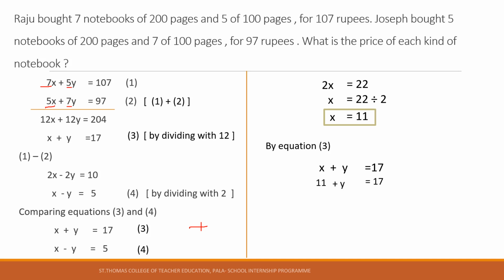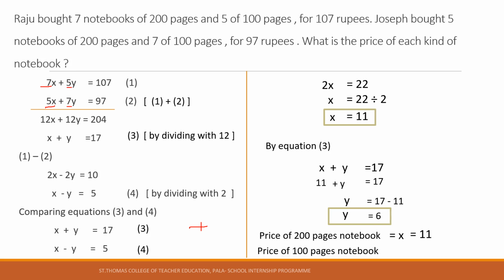Yes. Good. Then what is the next step? y equal to 17 minus 11. Isn't it? Okay. Then what is the next step? Good. y equal to 6. So what did you get now? The value of y. And what were this x and y? Yes. The price of the 200 pages notebook was x and we got it as 11. And the price of the 100 page notebook was y and we got it as 6.